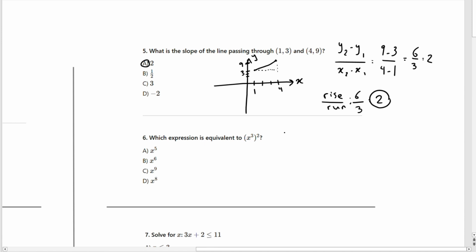For number 6, we have which expression is equivalent to x to the third all squared. When you have two exponents over here, you would multiply them to get just x to the power of 6, because 3 times 2 equals 6. And that would be option B. Alright.